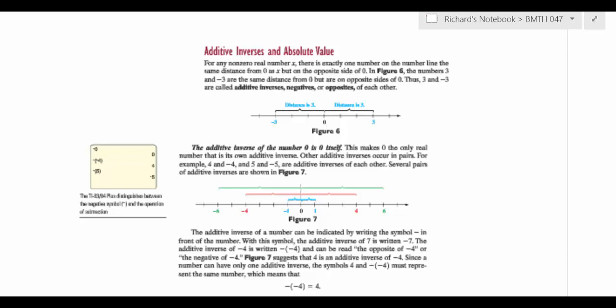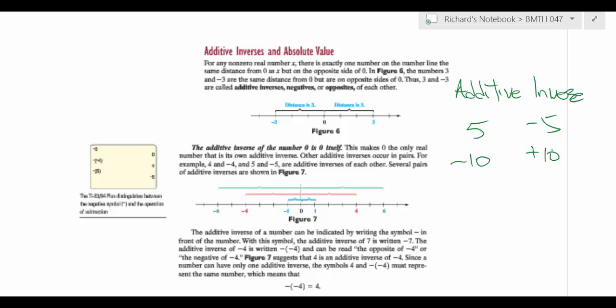Section 1 in Unit 1: additive inverses and absolute value. In your textbook, they talk about additive inverses. If you have a number like 5, the additive inverse is minus 5. If you have a number like minus 10, the additive inverse is plus 10. It's the same value, just the opposite sign.